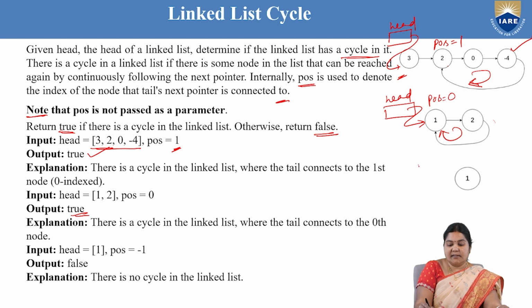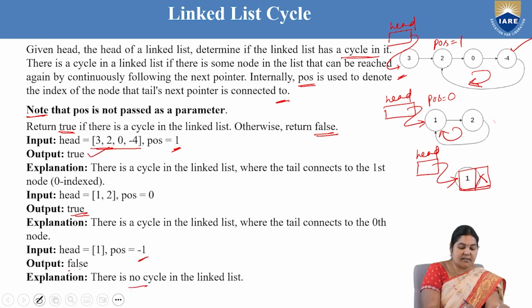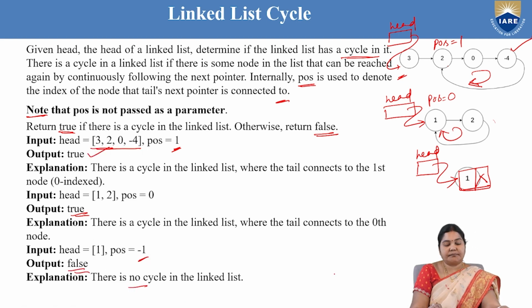And in the third case, the head pointer is pointing to this node. So there is only one node. This node is not pointing to itself. It is a null address. That's why there is no cycle. So here position is equal to -1, where there is no cycle in the linked list. So answer is equal to false over here.